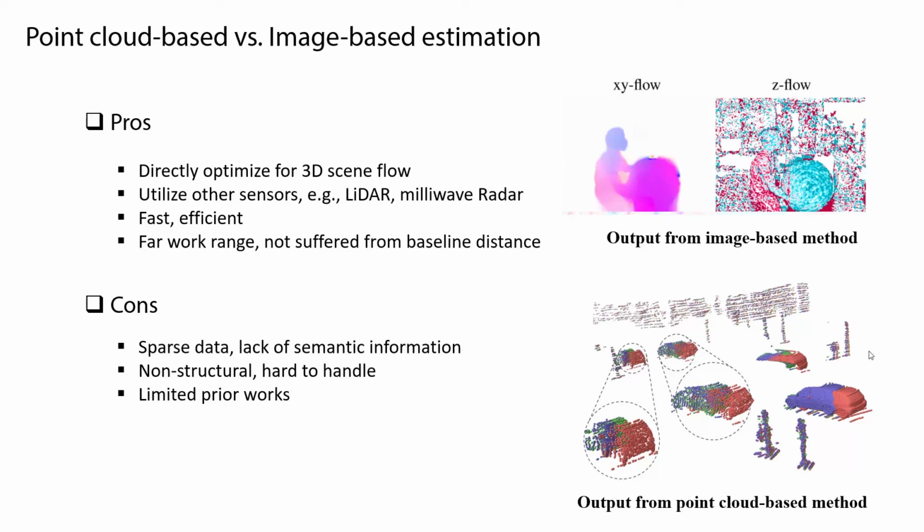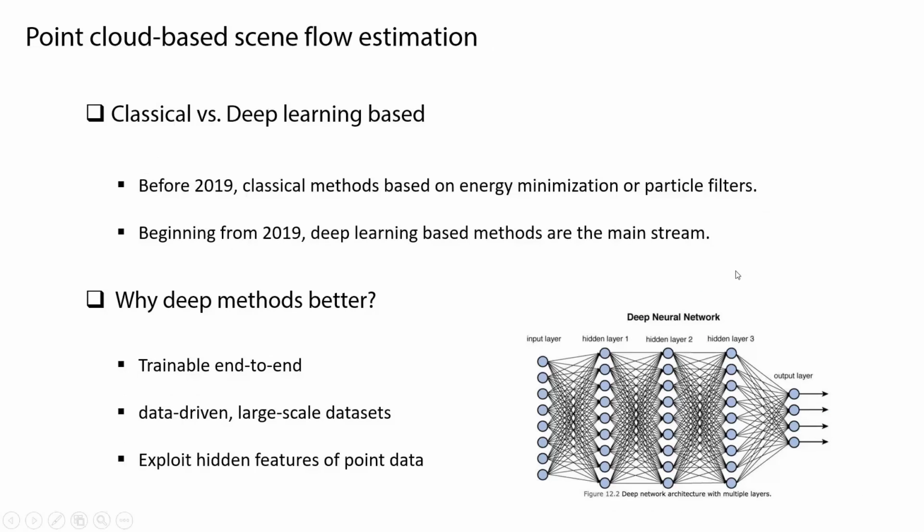But every coin has two sides. Point cloud-based estimation also has some cons. Firstly, the data is sparse. Unlike dense image data, it lacks semantic information. Secondly, the data from point clouds is non-structured and harder to handle than grid image pixels. Another challenge is that there are limited prior works in this area.